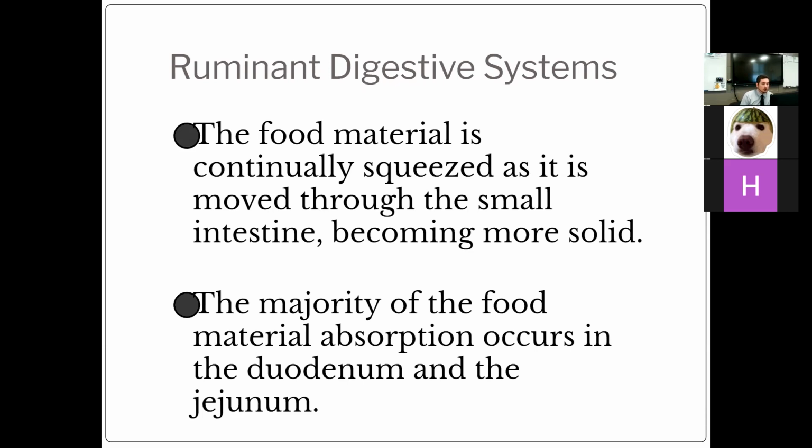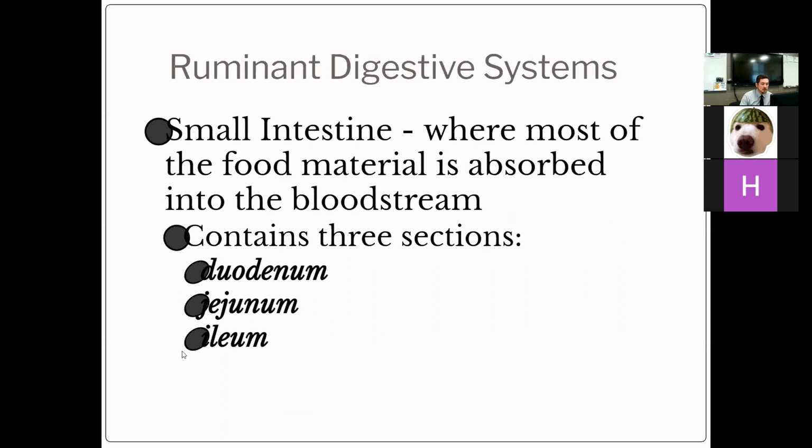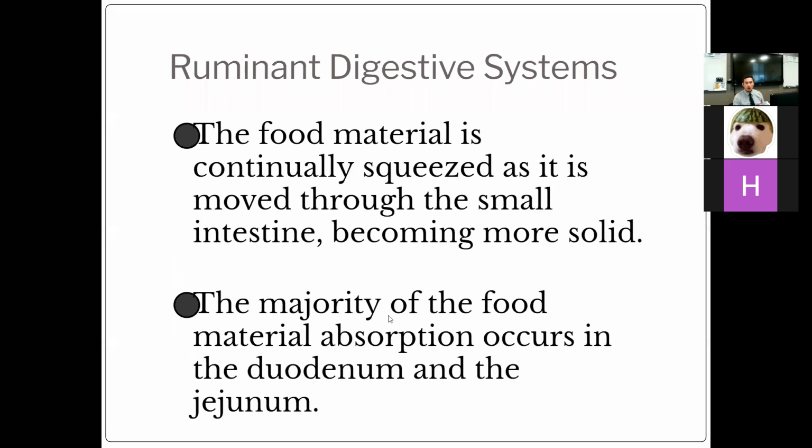The majority of the food material absorption occurs in the duodenum and the jejunum. If you remember, those are the first two sections of the small intestine. So most of our food material absorption is happening early in the small intestine, right after it comes out of the abomasum, and that is where most of our nutrient absorption occurs.